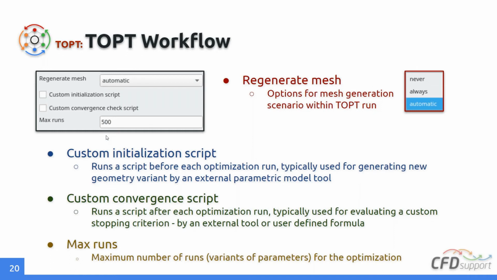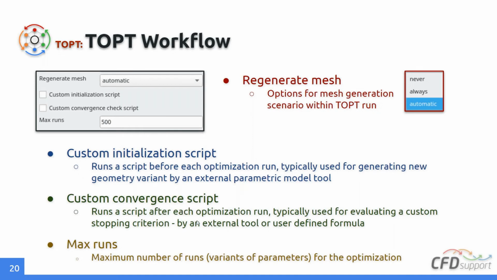Then there are two custom scripts. The custom initialization script is usually used for generating new geometry variants. So if it's connected to the geometry builder or an external parametric tool, parametric CAD, you will just define a connection between TOpt and this external parametric tool, for example.